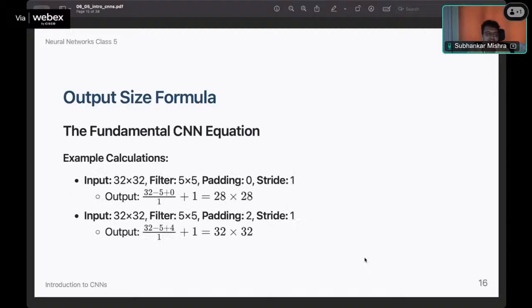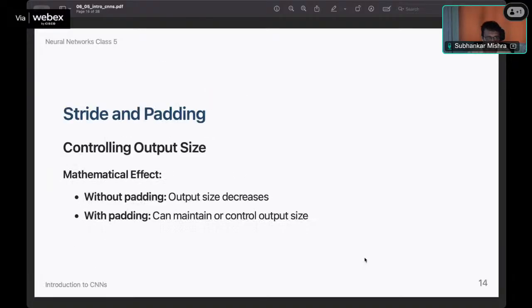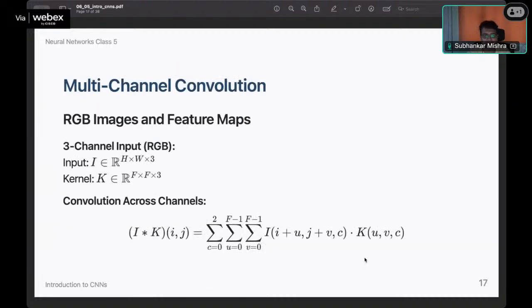One example: if the input is a 32 cross 32 image, the filter is 5 cross 5, padding is 0 and stride is 1, then the output size will become 28 cross 28. So there is a loss in image size. But you could technically use a padding of 2, which increases the size of the output image. That becomes 32 cross 32. Basically, you started with 32 cross 32 and you ended with 32 cross 32. So now you have learned four things: input, kernel, stride, and padding.